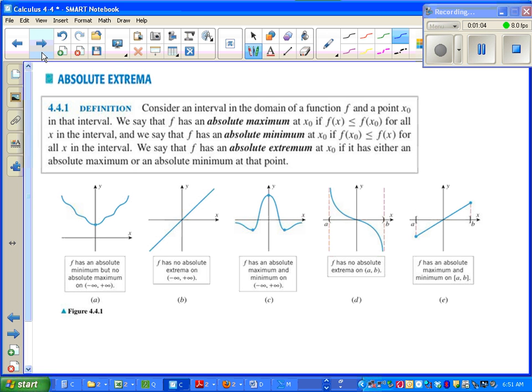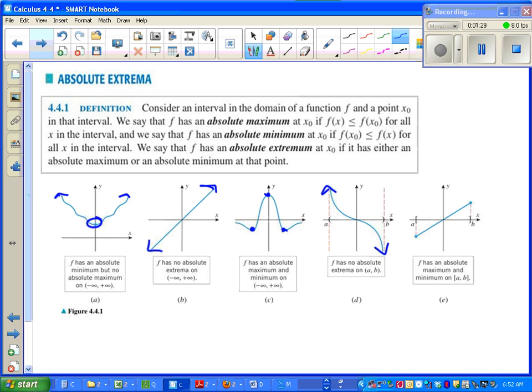This slide kind of formally defines maxima and minima, absolute maxima and minima. Here we can see the absolute minimum, no absolute max. No absolute max, no absolute min. Absolute min occurs at two x values, absolute max. No absolute max or min.